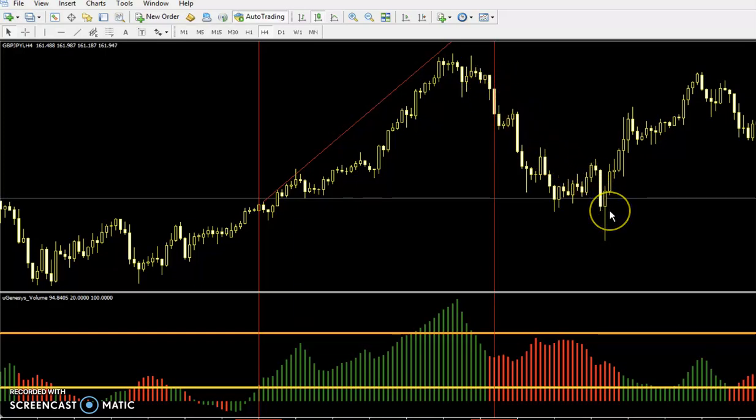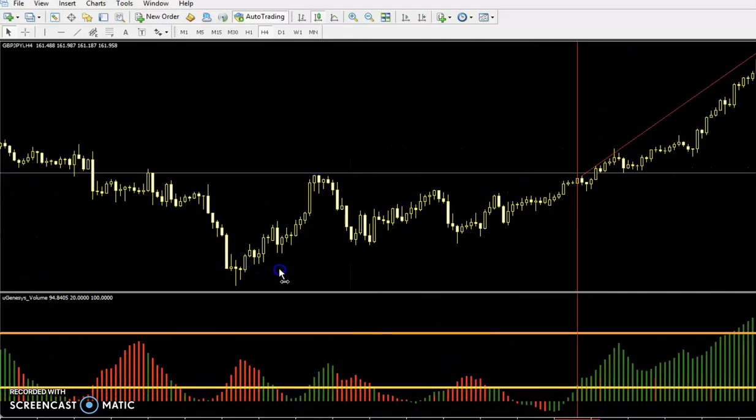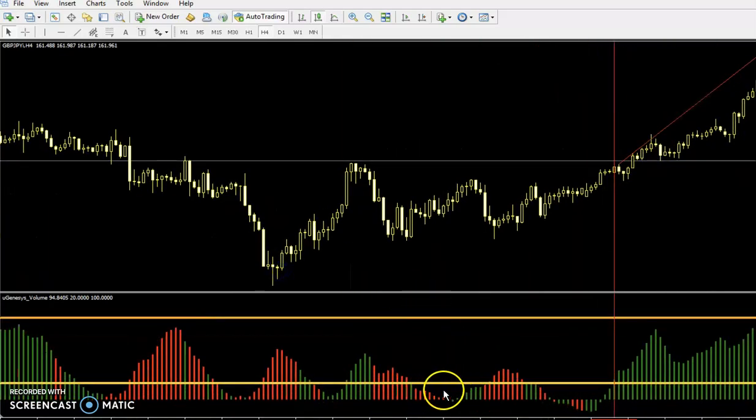So guys, it's impossible for you to fail when you're using this indicator, but please remember, you only trade when the histogram is above our golden line. In these areas, you're ignoring it, because this is basically consolidation, and you don't trade the market when there is consolidation.